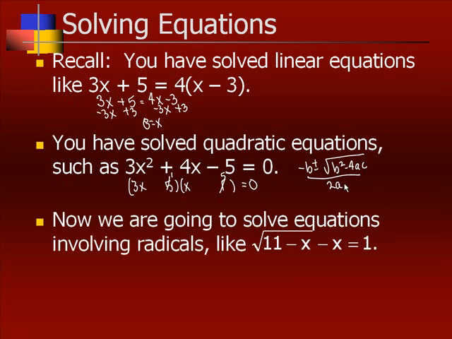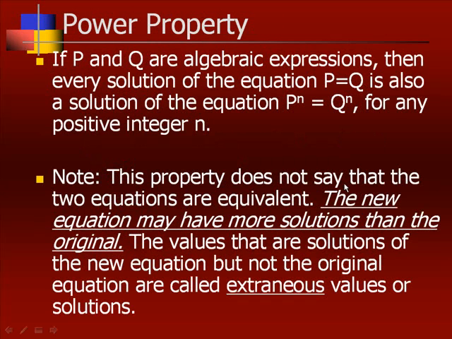Now we're going to look at solving equations involving radicals, like the square root of 11 minus x is equal to 1. Now before you start solving these equations, there's a power property that we need to cover. If p and q are algebraic expressions, then every solution of the equation p equals q is also a solution of the equation p to the n equals q to the n for any positive integer n.